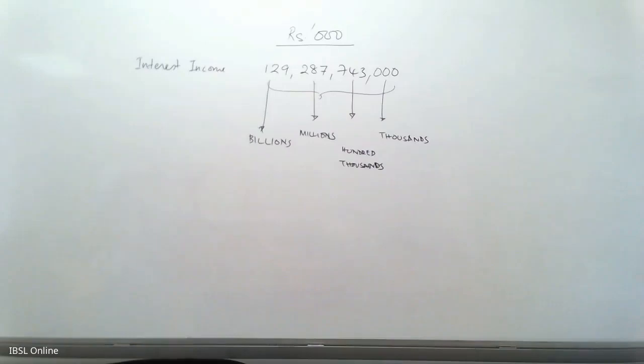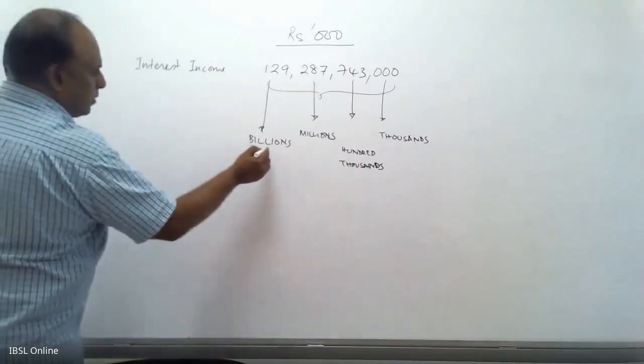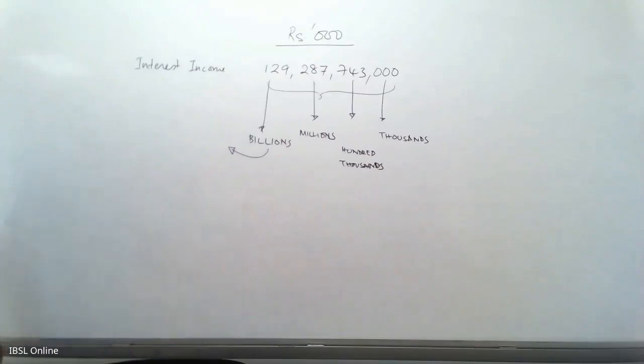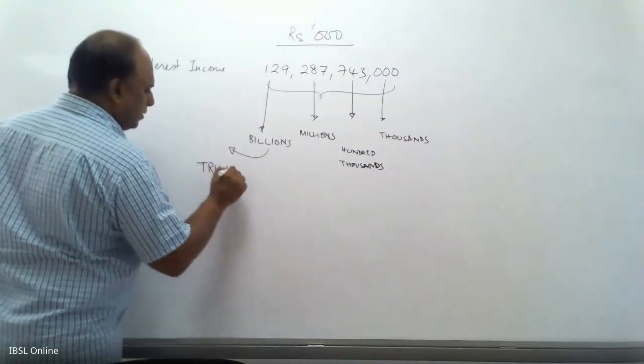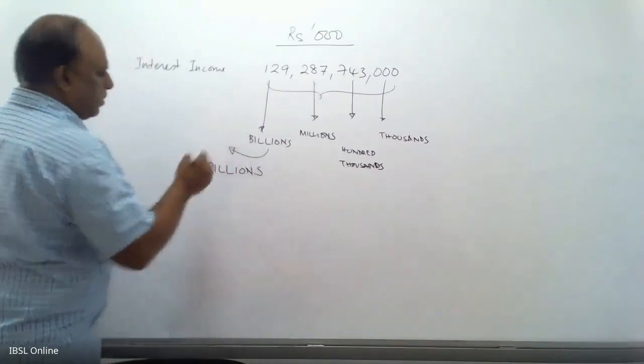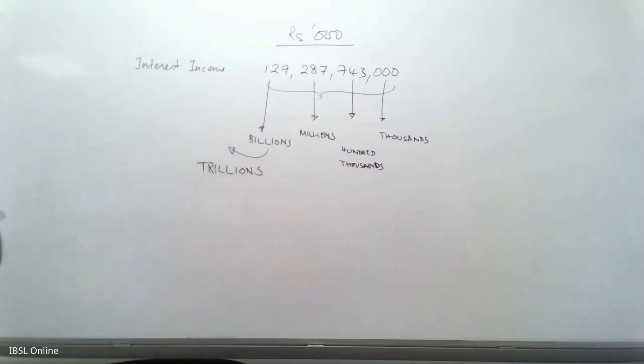Okay. So what is next after billions? We call it trillions. We call it trillions. Okay. So let me show you that also.